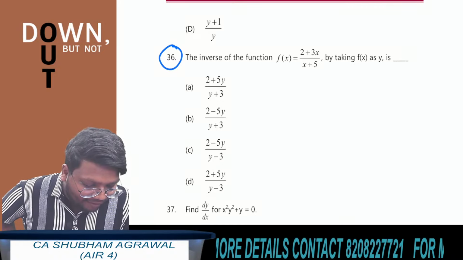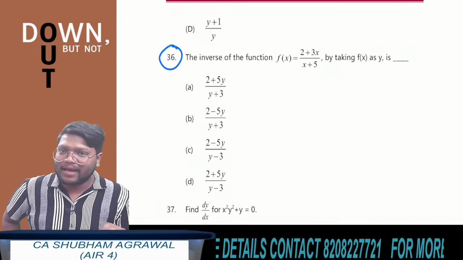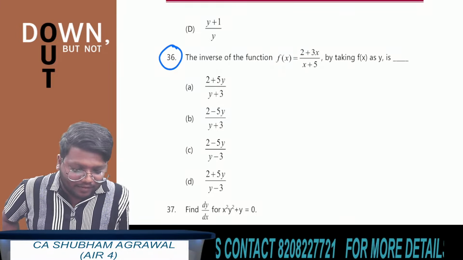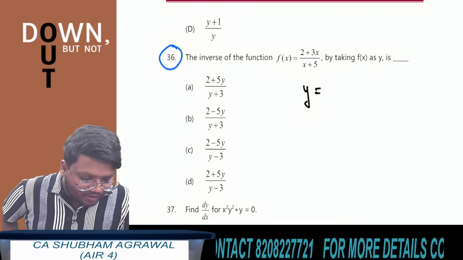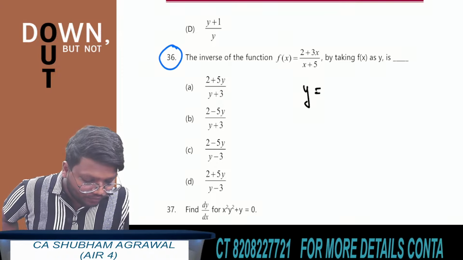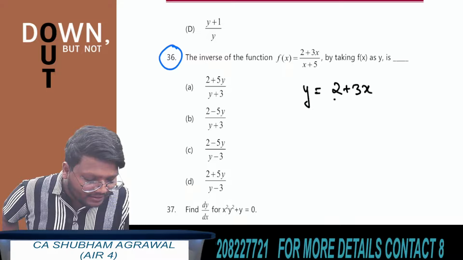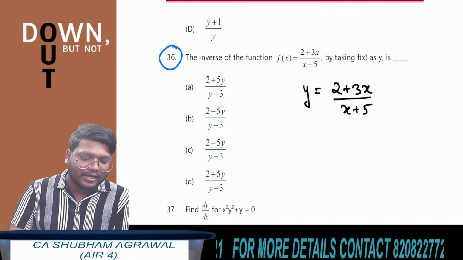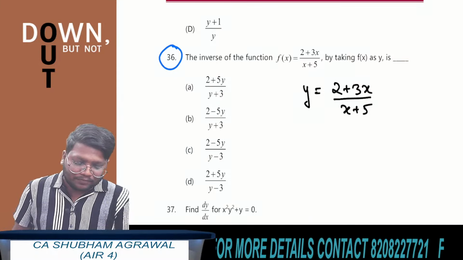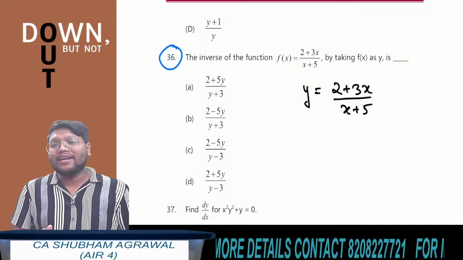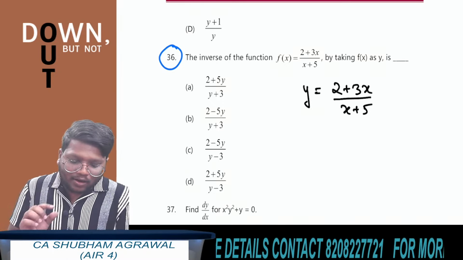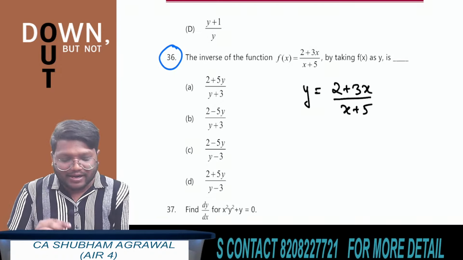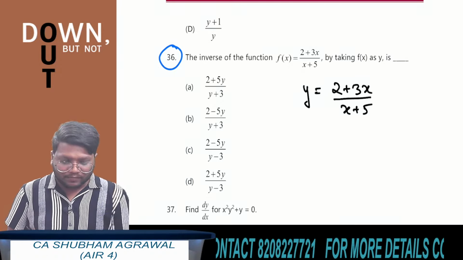It is given that f of x is 2 plus 3x divided by x plus 5. Instead of f of x, first write y. So y is equal to 2 plus 3x upon x plus 5. Now the next step is, you have to find the value of x in terms of y, in order to find the inverse function.